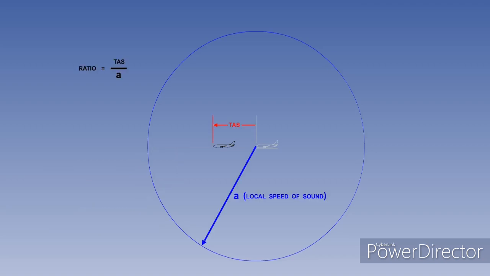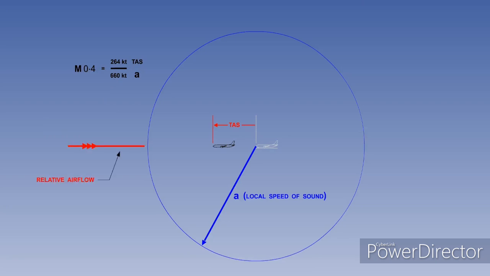There is a ratio between the aircraft true airspeed and the local speed of sound. This ratio is called the Mach number, usually shortened to M. The true airspeed of the aircraft in this illustration is 264 knots, and the local speed of sound is 660 knots at 15 degrees C. The Mach number is therefore 0.4. This is said as Mach 0.4.